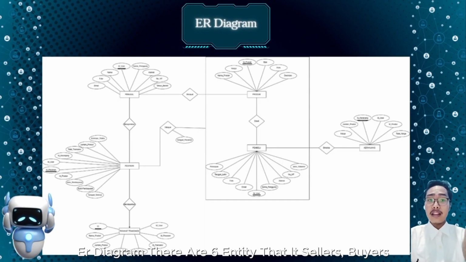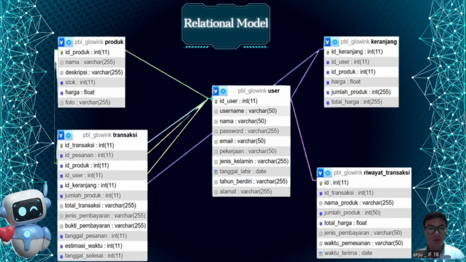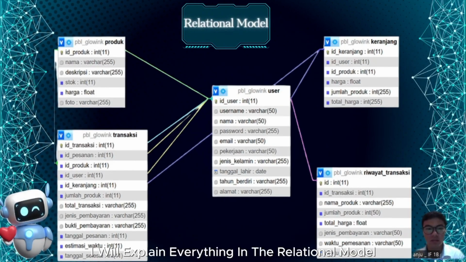In the ER diagram, there are 6 entities, that is sellers, buyers, products, orders, transaction history, and cart transaction. Each entity is connected by aggregation. Here I will explain everything in the relation model.